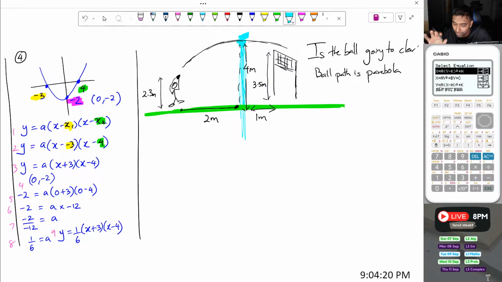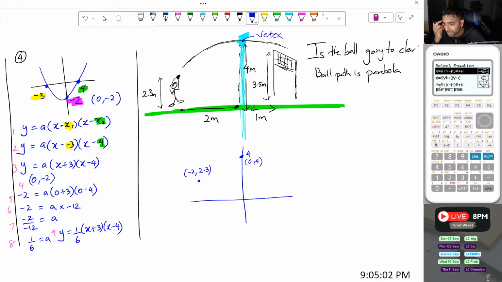So if you were to look at it in a graph picture, I'm just going to take this real world context question and draw it as a graph. This is where the guy is standing. This point is going to be minus 2.3. This is the path's highest point, which is at 4. So this point here is going to be 0, 4. And I also forgot to tell you one other thing: this is where the vertex is. So that's the maximum point it reaches. That's the vertex right there.